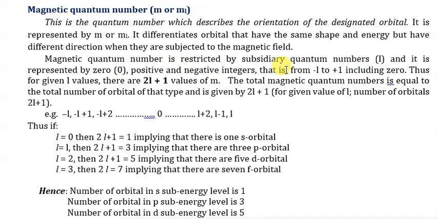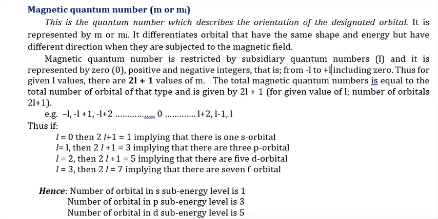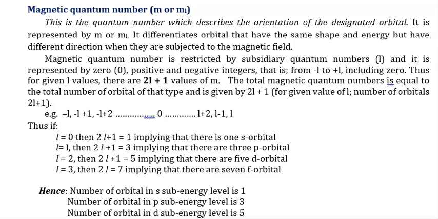That is, inaanzia kwenye negative L, inapita kwenye 0 to positive L, inaanzia kwenye negative L ambayo L ni azimuthal quantum number. Negative L inapita kwenye 0 inaenda kwenye positive L. That is the value of magnetic quantum number. Thus, for a given L value, there are 2L plus 1 values of M. 2L manake zile za negative na za positive zitakuwa ni 2L.